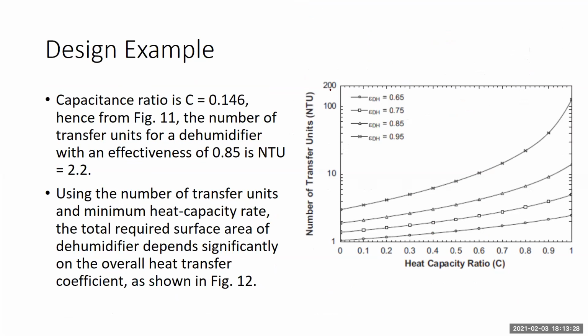The ratio between them, which is C minimum over C maximum, has been calculated to be 0.146. And you can do that here with the capacity ratio and the effectiveness, and you can come up with the number of transfer units. What's the number of transfer units? It is the overall heat transfer coefficient times the surface area divided by C minimum.